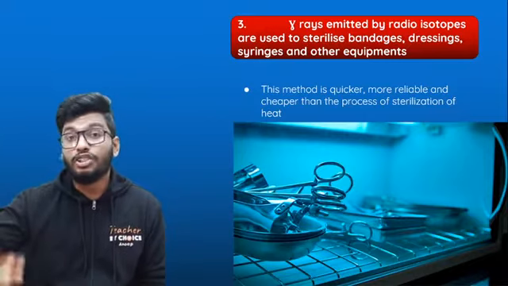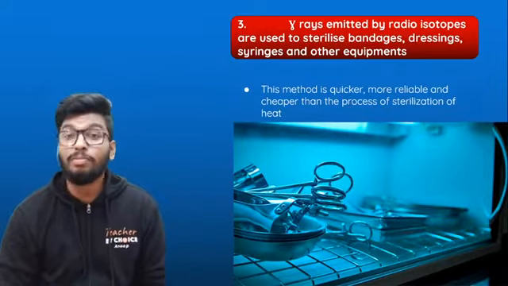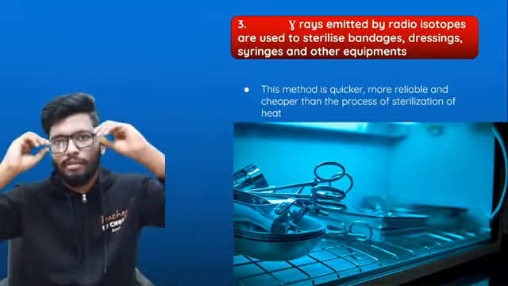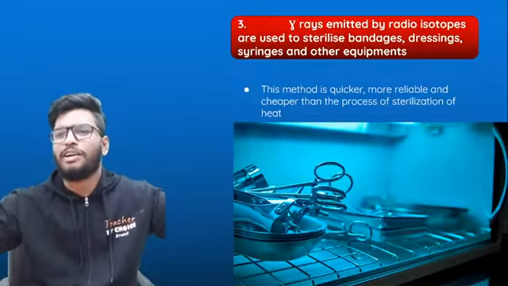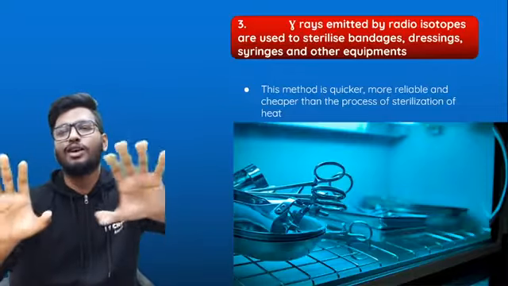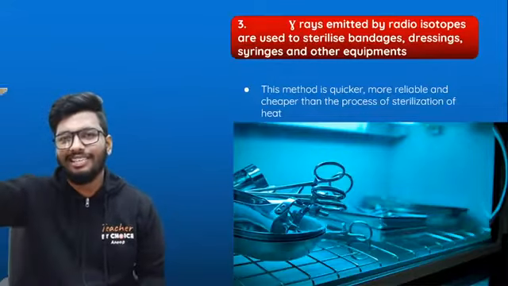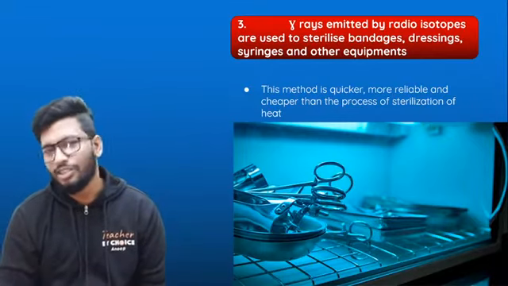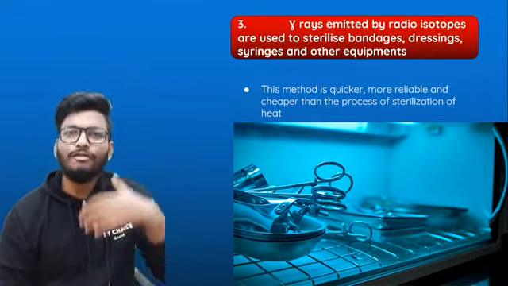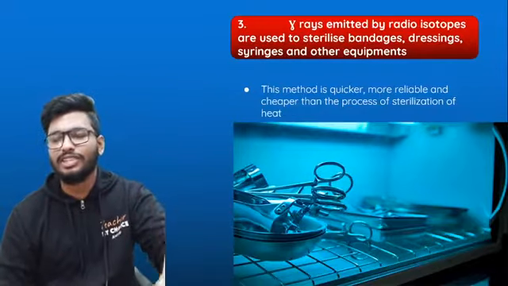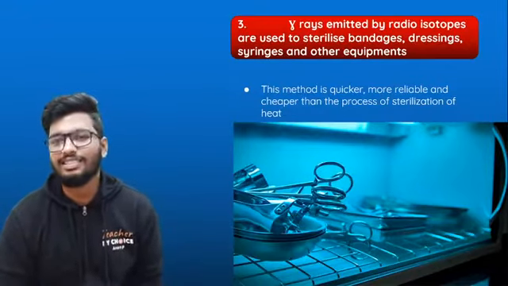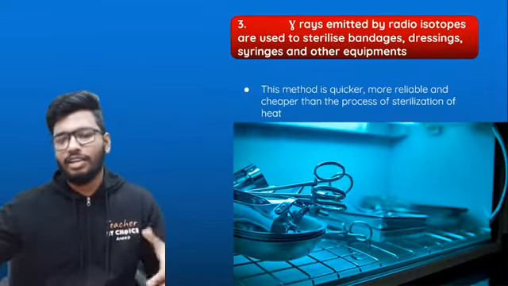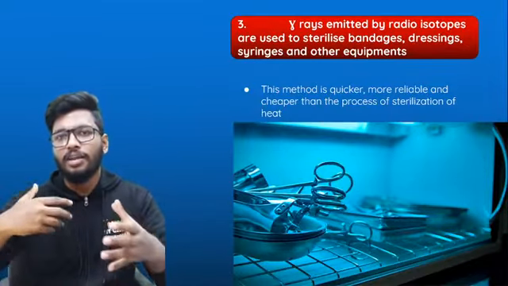Another safer, cheaper way to do this is by using gamma radiations. You have a chamber, basically a small kind of microwave oven, you can say. You place all the instruments inside of it, and these gamma radiations will basically kill all the germs that are present on these instruments. So this is one more cheaper, faster, safer way to sterilize things like bandages, dressings, syringes, and other equipment, especially in your hospitals, because they are generally being shared.